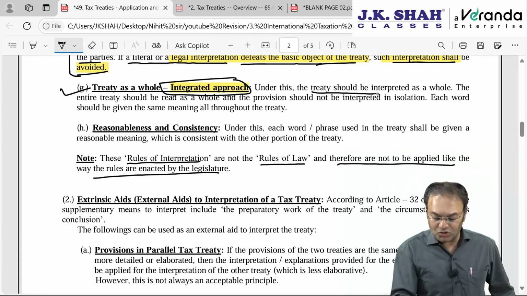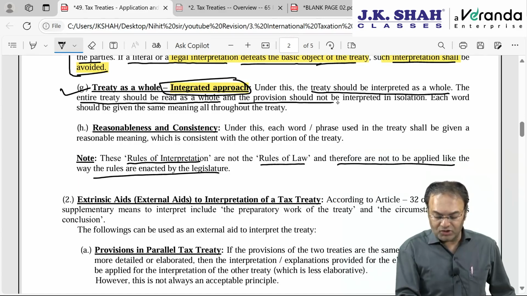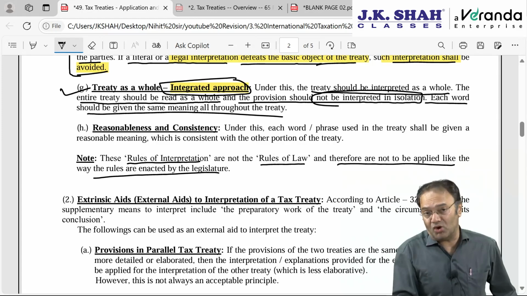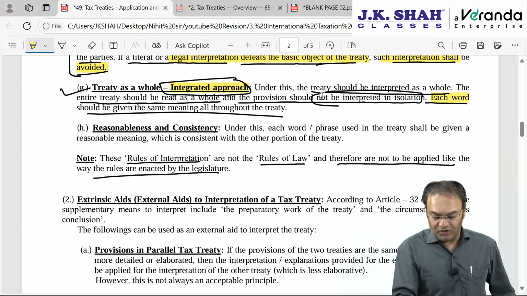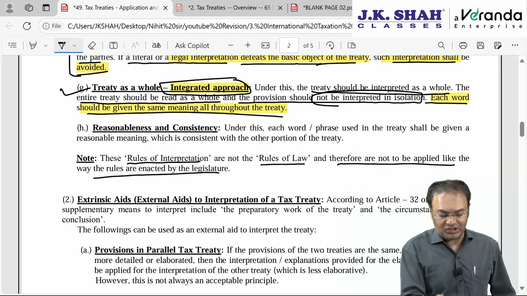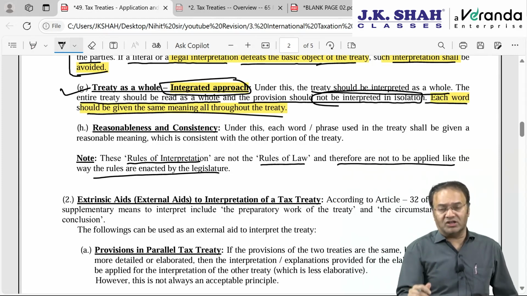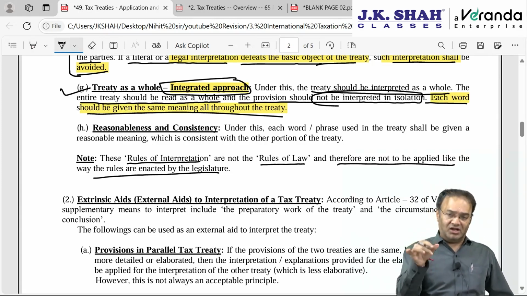Under this, the treaty should be interpreted as a whole. The entire treaty should be read as a whole and the provisions should not be interpreted in isolation. Each word shall be given the same meaning all throughout the treaty. Remember it. You cannot have a different meaning at different places unless the context otherwise requires, unless it is clarified that here the meaning should be this way.